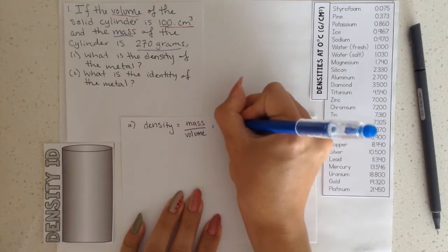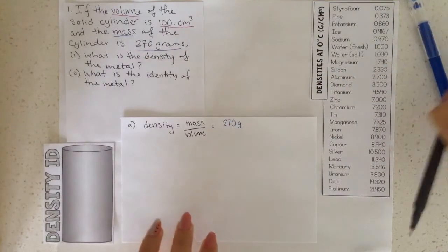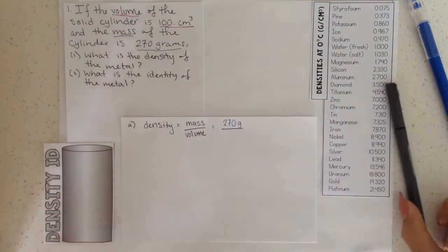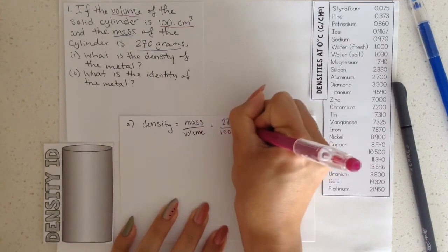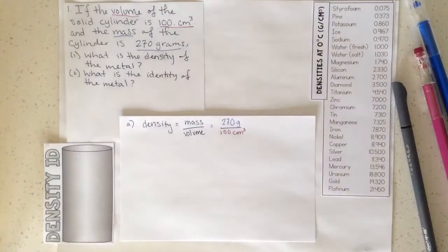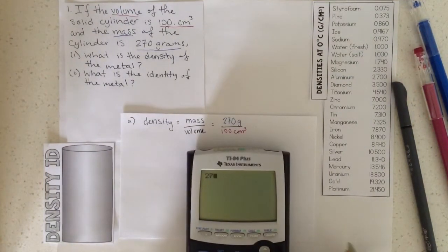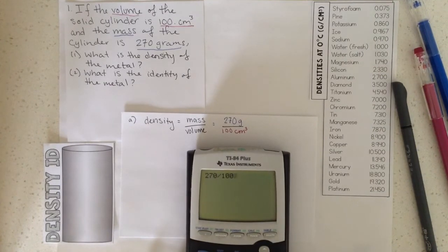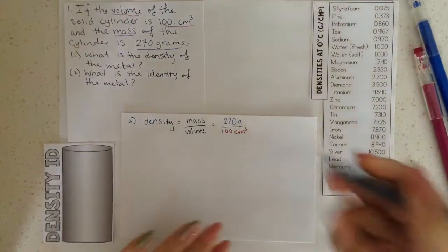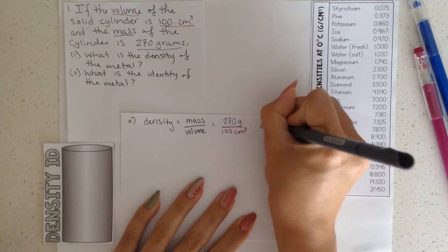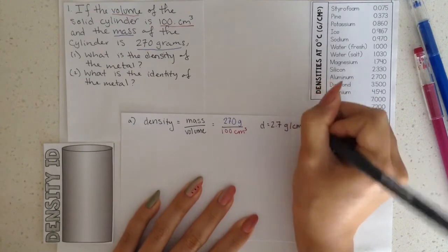Density is then equal to 270 grams divided by 100 cubic centimeters. And that's it. Density is 2.7, and most importantly, the units, grams per centimeter cubed.